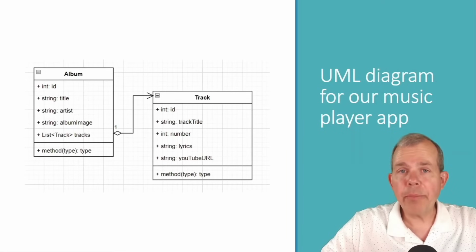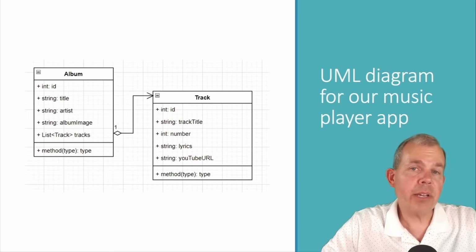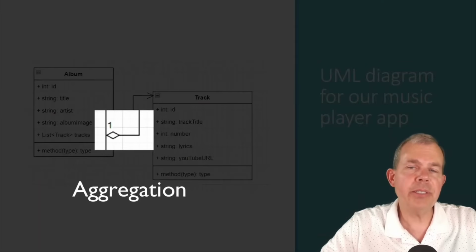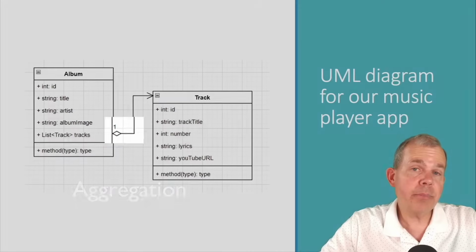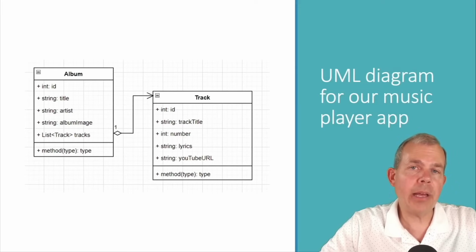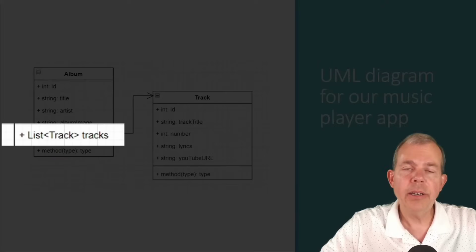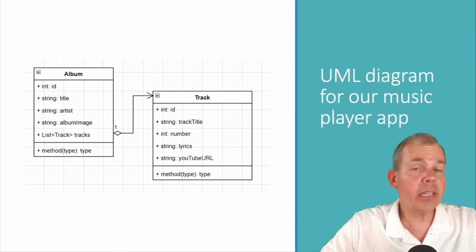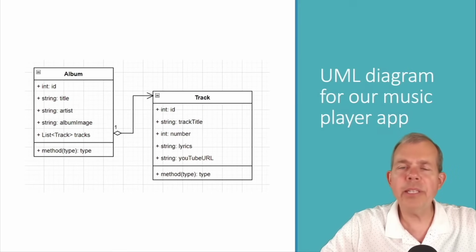In the case of our application, I chose to use aggregation here in the UML diagram. You can see that a track is part of an album, and so the album has a property called a list of tracks. You could argue that tracks can't exist without an album, but you can release a single, I think. So I chose aggregation to represent this in the UML diagram.